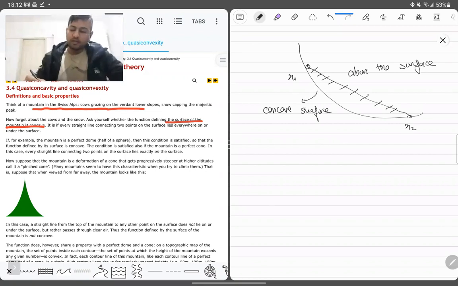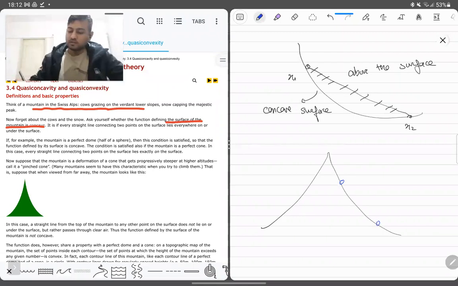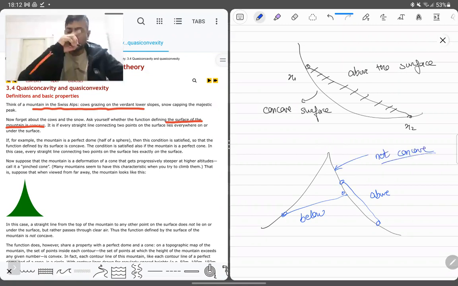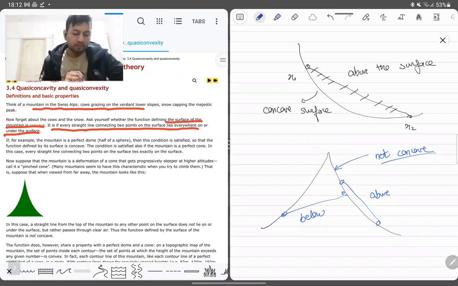Now imagine a mountain like this. Is this surface concave? If you connect these two points, the line segment lies above. But if I connect these two points, the line segment lies below. So this particular surface is not concave. This mountain would be concave if every straight line connecting two points on the surface lies everywhere on or under the surface. This is not happening right now.